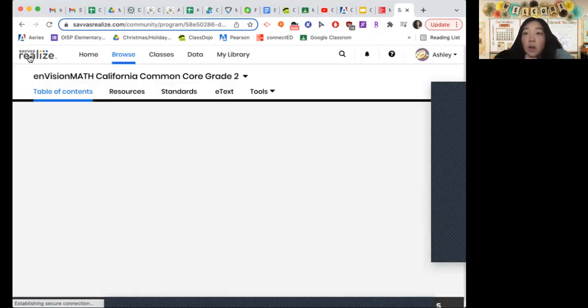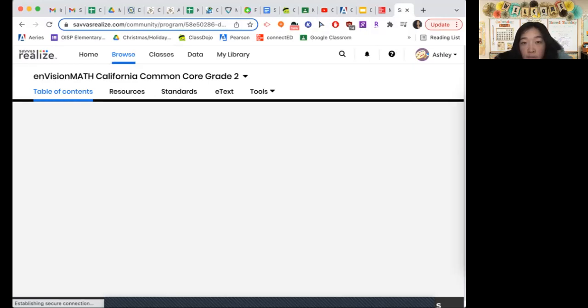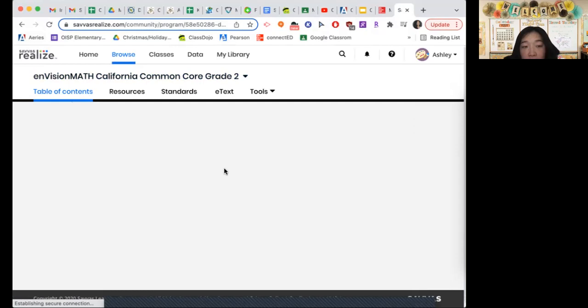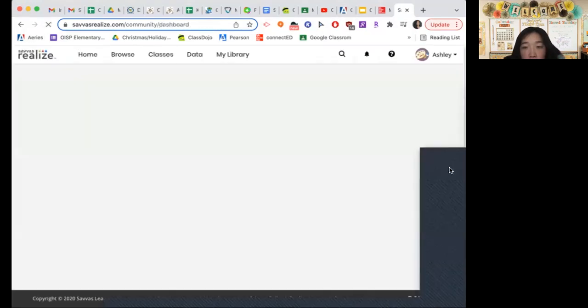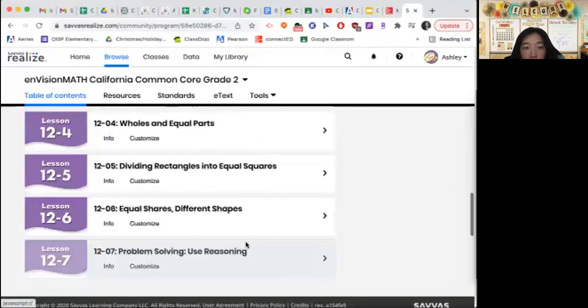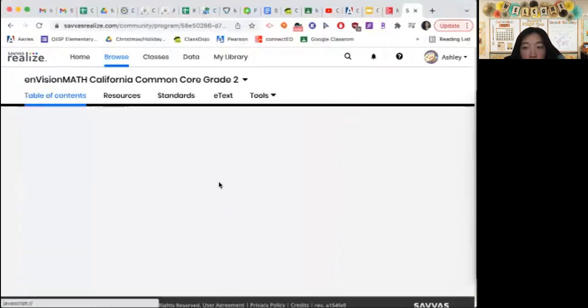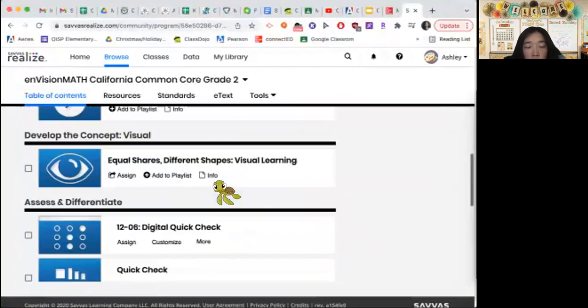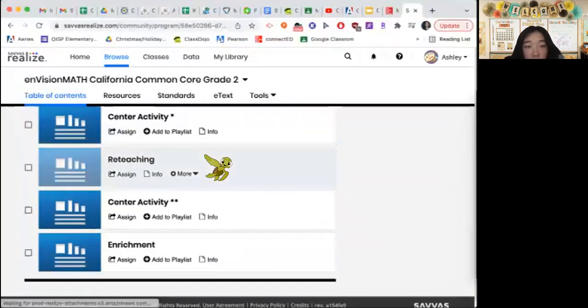All right, so let's look at our, I can't even remember what it's called, reteaching. Let's look at our reteaching and then let's look at our practice and then we're gonna work on our digital quick check. So go ahead and everybody take out your reteaching. Okay, let's look at that reteaching first.